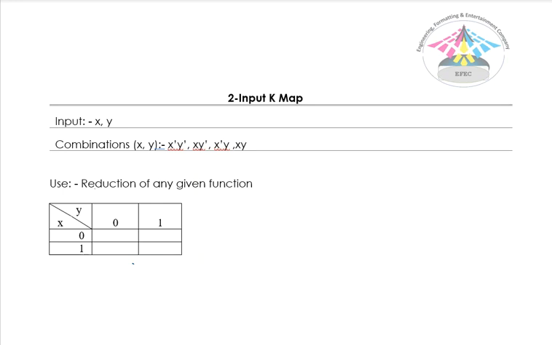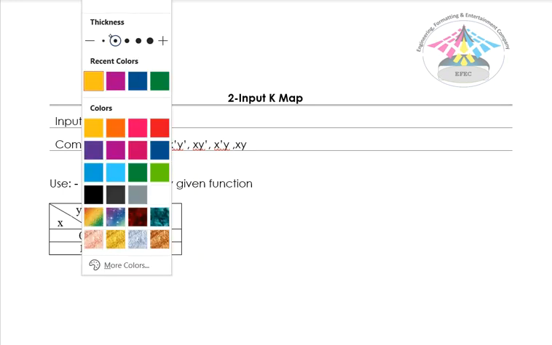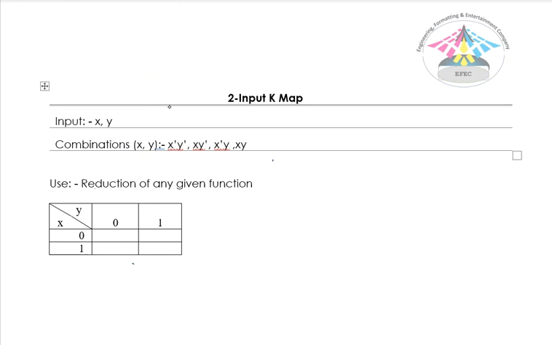Welcome. Today we will be talking about K-maps, or the Karnaugh maps. Karnaugh maps are used to reduce any given function. For two inputs, here we are representing x along the vertical axis and y along the horizontal axis.